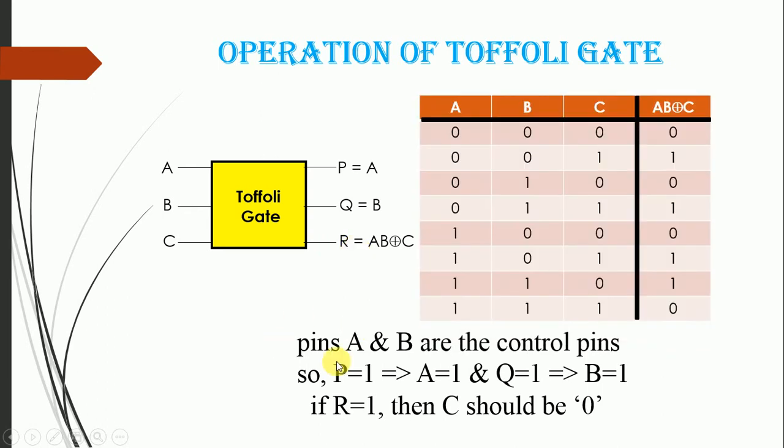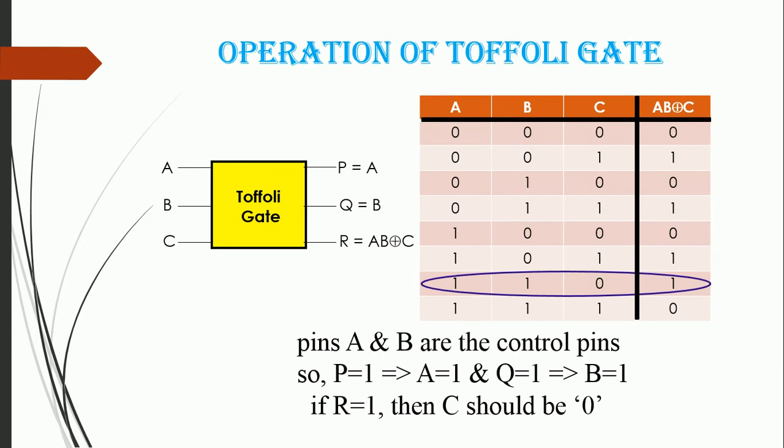Here, as you can see, pins A and B are called control inputs. If I get the output P as 1, then A should be equal to 1. If I get Q as 1, that means B should be 1. If I get R also as 1, then C should be 0. That you can make out from this truth table. Hence, from a given set of outputs, I can predict the input.